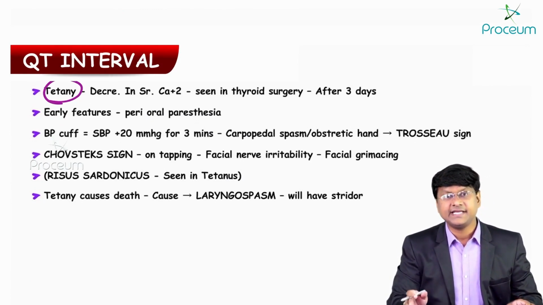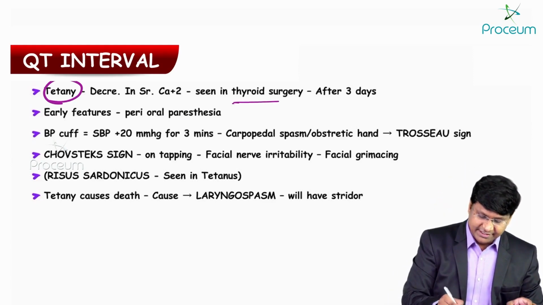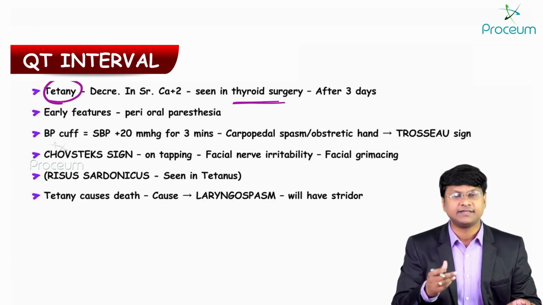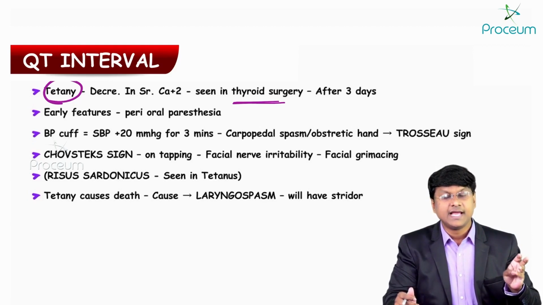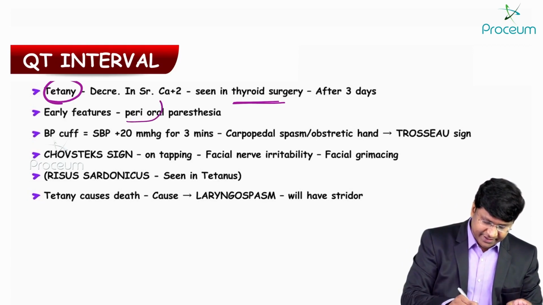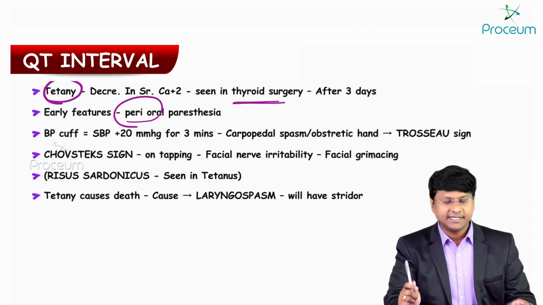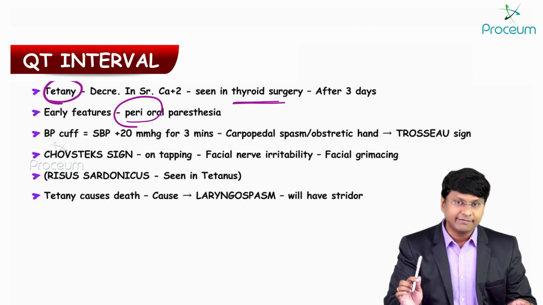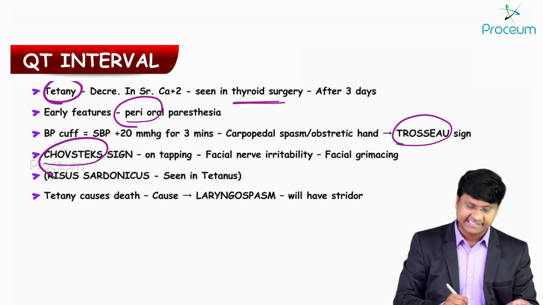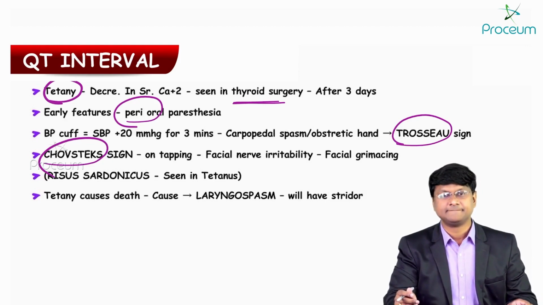So, tetany is mainly because of a decrease in serum calcium, seen in thyroid surgery. And what will be the features of hypocalcemia? That will be in the form of perioral as well as periungual paresthesias. Right? And in these patients with hypocalcemia, you have two important signs, that is Trousseau's sign as well as Chvostek's sign. So these are the two important signs in patients with hypocalcemia.